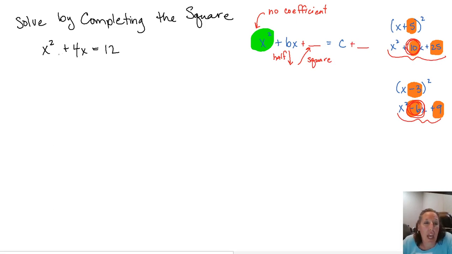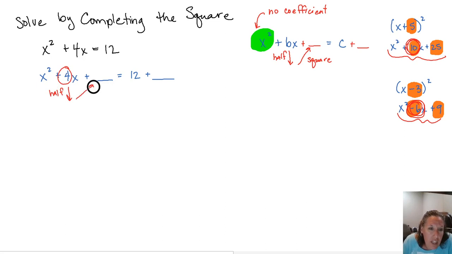All right, so here we have x squared plus 4x equals 12. So we're going to get x squared. I'm going to go ahead and write it that same way where we've got a little bit of a blank. Well, we add to one side, we have to add to the other. So our 4 here, we are going to take half of it, and then we're going to square it.